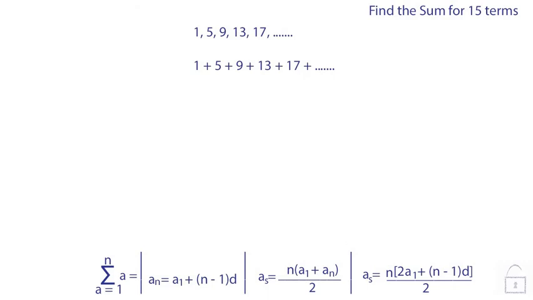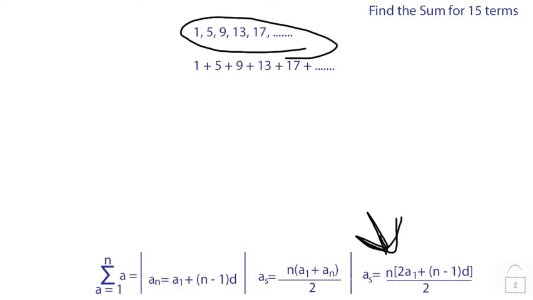Alright, so for this problem we have 1, 5, 9, 13, and 17. That's our sequence. And our series is 1 plus 5 plus 9 plus 13 plus 17. Now for this problem we're going to use this third one right there. So we need to figure out what n is, a sub 1 is, and d. And that's all we need for this one. So this one's actually going to take less time than using these two equations, and it's going to be a little bit easier even though the equation looks a little bit more complicated.